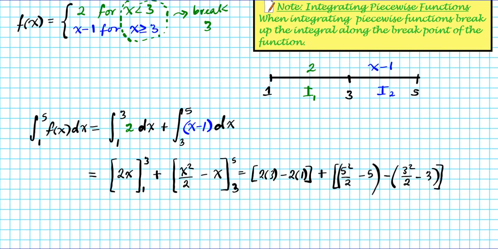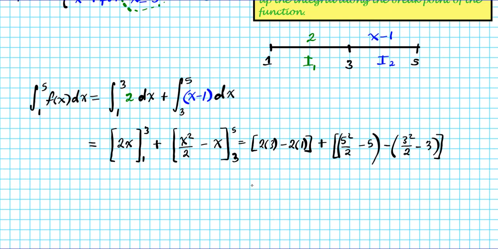From here on out it's just arithmetic. So what do we have? 2 times 3 is 6. 6 minus 2 times, using order of operations here, we have 5 squared is 25 over 2 minus, since we have a fraction here, I might as well just express 5 as a fraction with a denominator of 2.